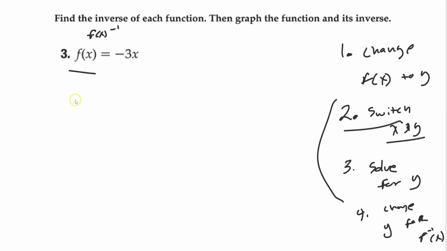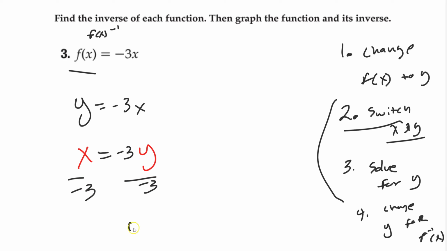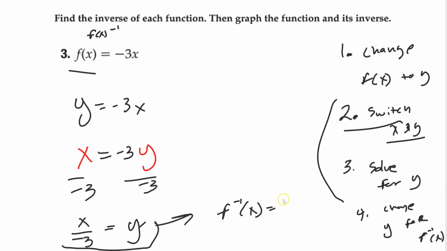So first I'll make this a y. And then I'm literally going to switch the x and y because I want to do the inverse. Everything else stays exactly the same. Now I solve for y. So divide by -3. y equals x over -3. I should change, sorry, f to the -1 power equals x over -3.